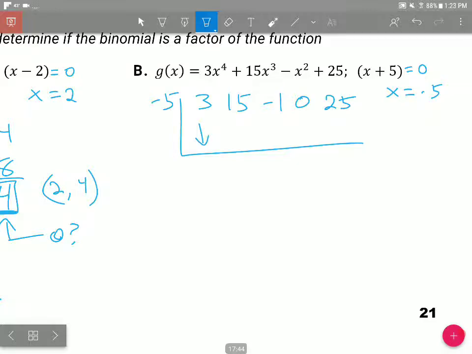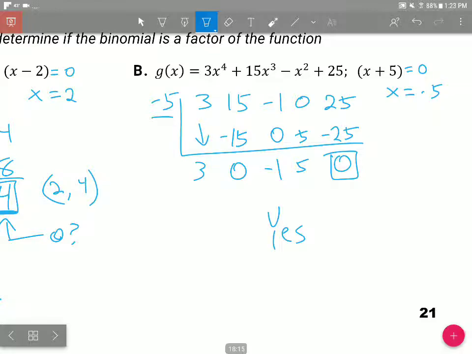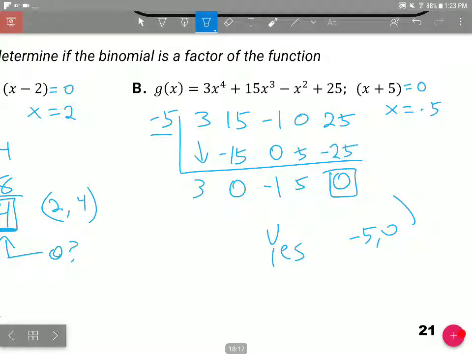Drop the 3. 3 times negative 5 is negative 15. Add them up. You get 0. 0 times negative 5. 0. Add them up. You get negative 1. Negative 1 times negative 5 is? 5. Add them up, you get? 5. Times negative 5, you get? Negative 25. Add them up, you get? 0. So, that's your remainder. Is this a factor? Yes. Because we have the point negative 5, 0. That is on the x-axis.